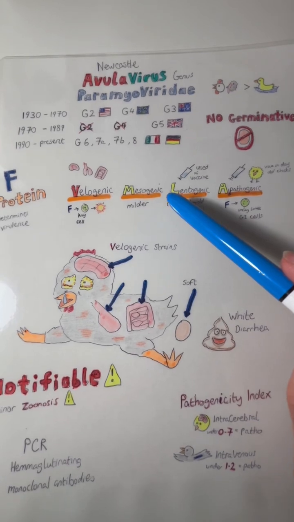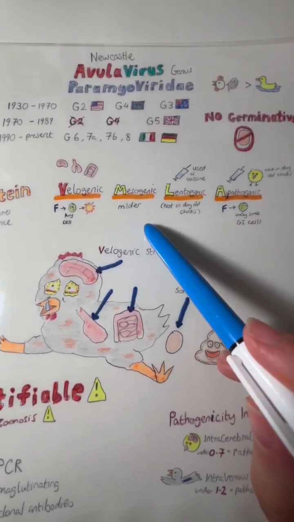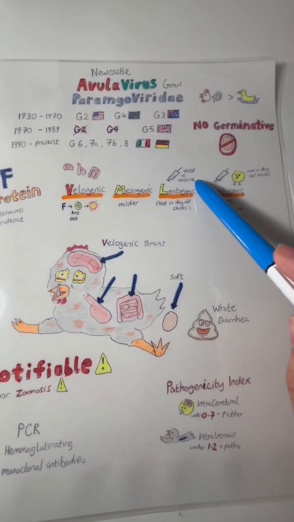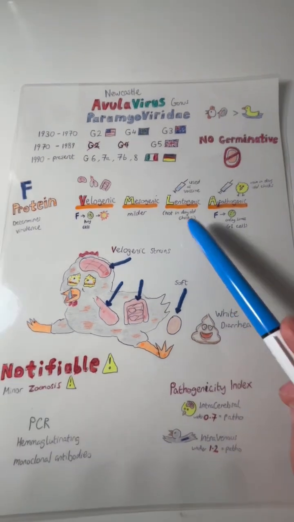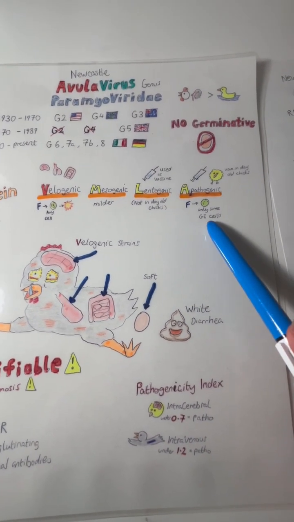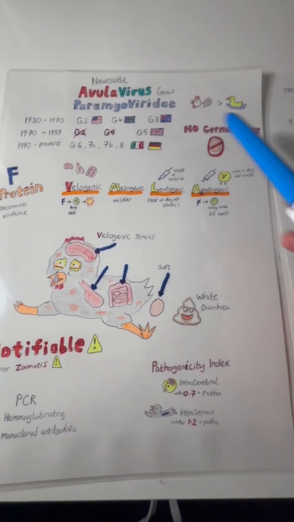The mesogenic strain is milder. It can still cause neurological signs, as well as acute respiratory signs. The lentogenic strain is even more mild. It is used as a vaccine, but not in day-old chicks. And the apathogenic strain, the F protein only cleaves some cells in the GI, and it's used as a vaccine in day-old chicks. The disease has a horizontal infection only.